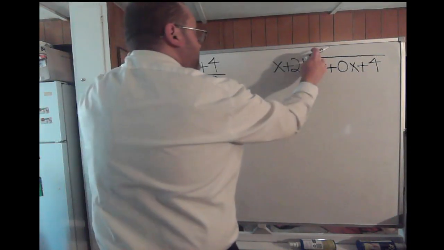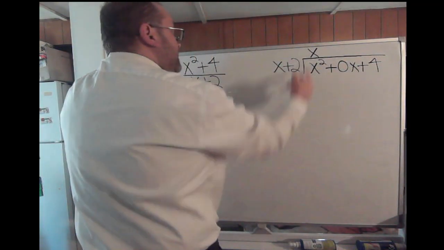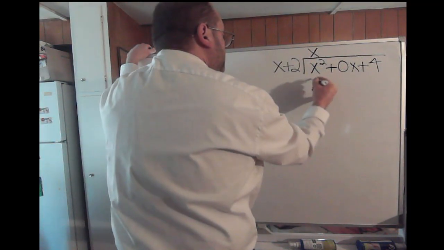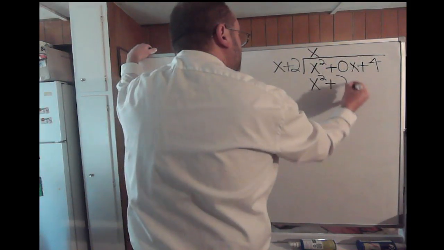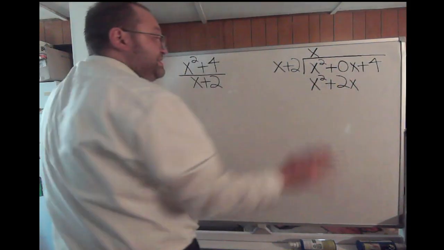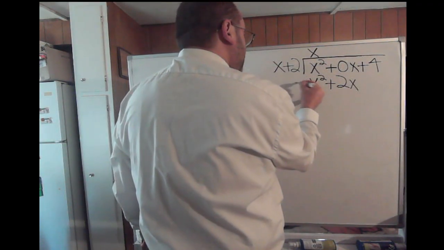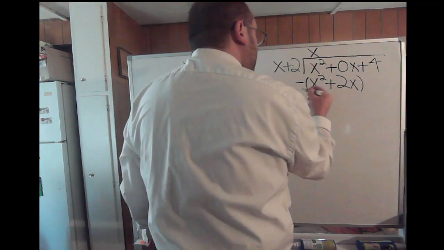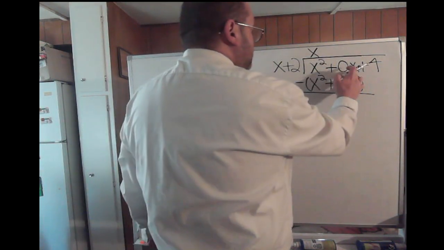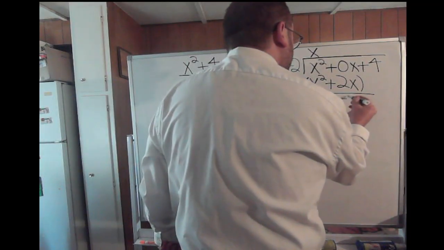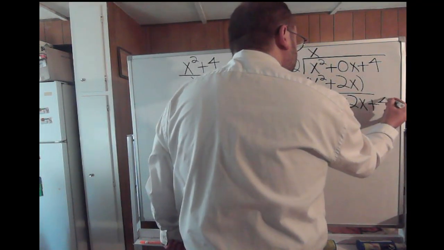Now, x times what equals x squared? Well, that's just going to be x. And then x times x, well, that's x squared. Then x times positive 2, well, that's plus 2x. This is why I said put the 0x. There is a reason for that. Now you're going to subtract the whole quantity of what you just got from your dividend. x squared minus x squared is 0. 0x minus 2x, well, that's going to give you negative 2x. Then you bring down your plus 4 from the dividend.